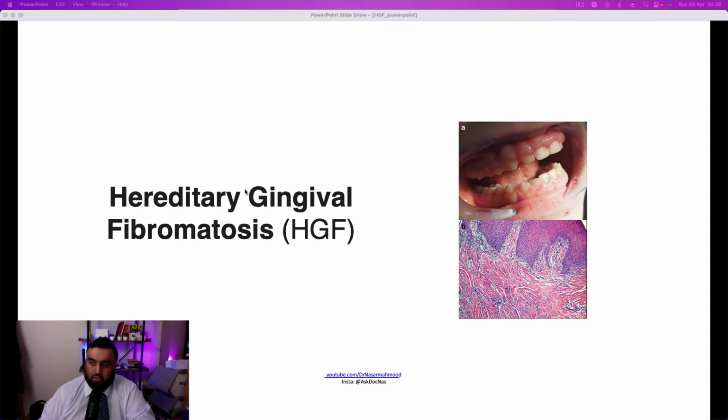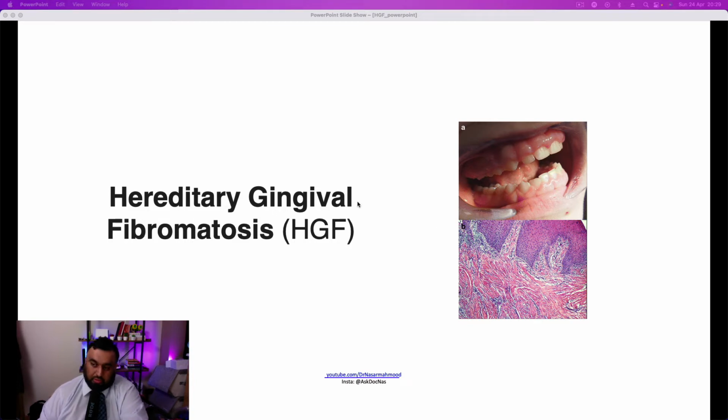Today we're discussing hereditary gingival fibromatosis, a brief overview. And I've got a nice little picture here of an intraoral view of this condition along with a histopathological slide. Quite simply, this is a condition that is a result of excessive gingival growth, mostly because of an increased production of fibrous tissue in the submucosa, leading to excess production of gingiva, which starts overflowing in the mouth.